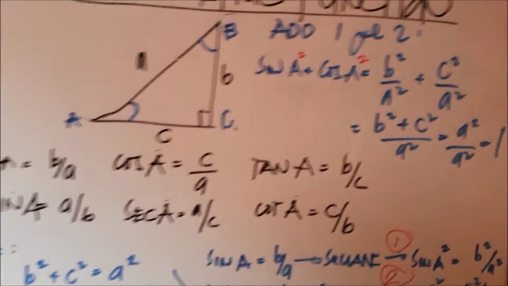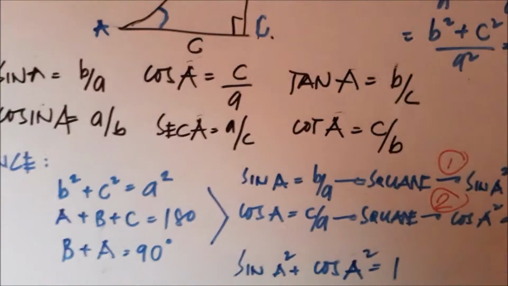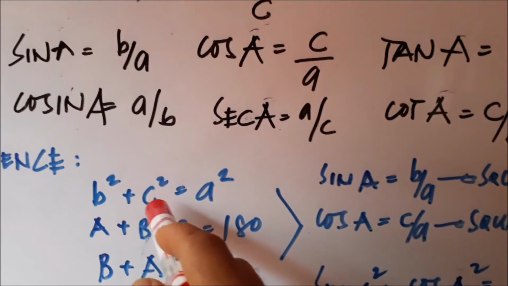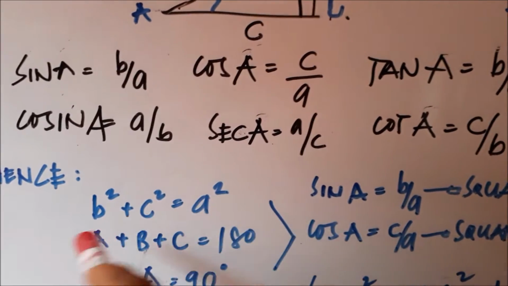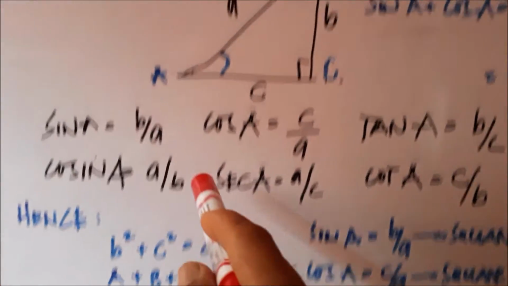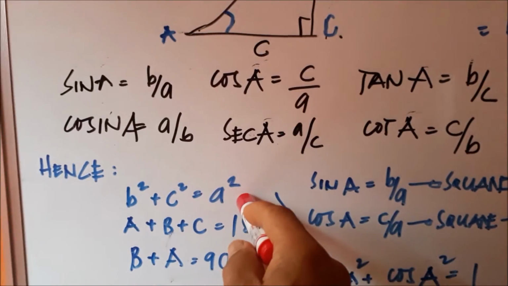And then we have here the formula: B squared plus C squared equals A squared. Let's repeat: B squared plus C squared equals A squared. Okay, this is the Pythagorean Theorem.